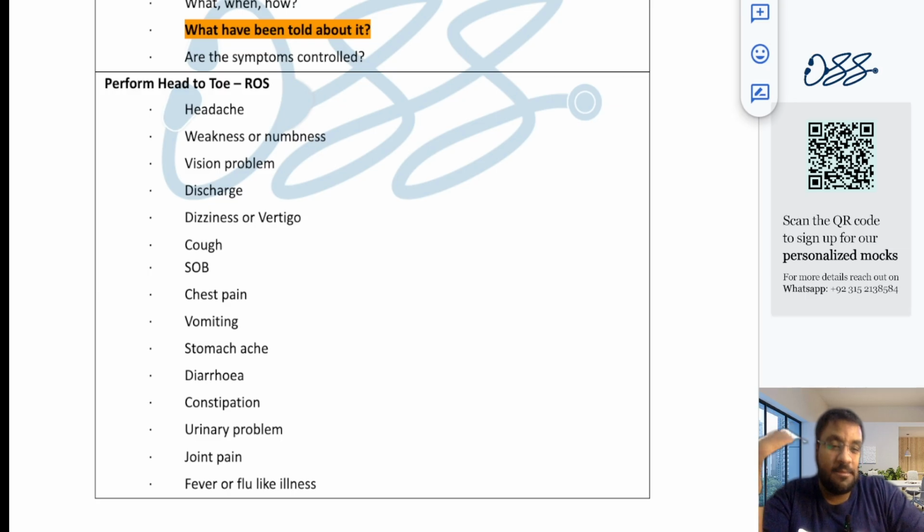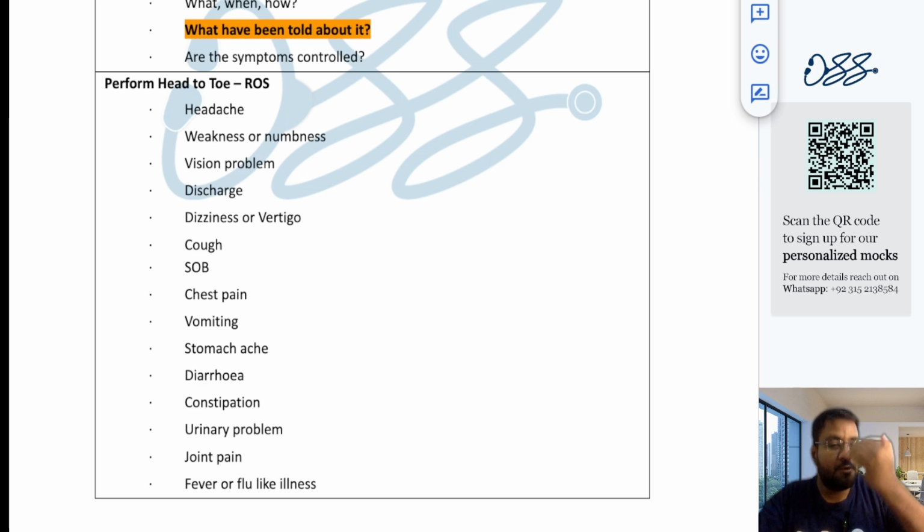There can be some discharge that may come from the eye. You can ask about that. Ear, there can be some ear pain, ear discharge. So just ask about any discharge, any ear pain, any problem with the vision. Since the head is involved, the central nervous system is involved. Talk about dizziness. You're talking about the ear as well. Talk about vertigo, that any dizziness, any vertigo.